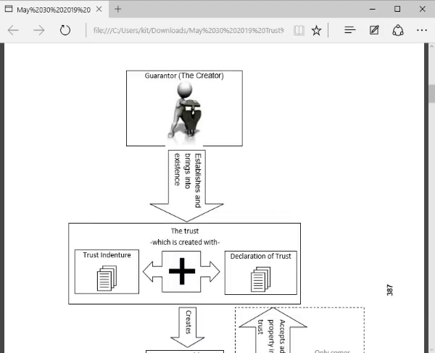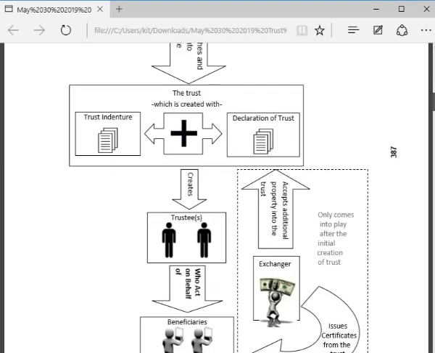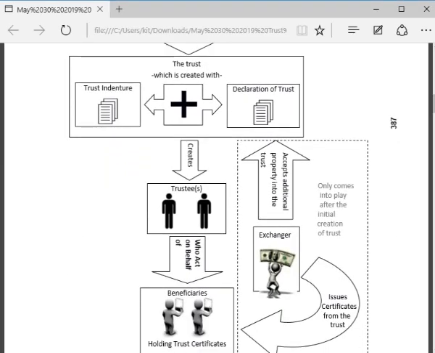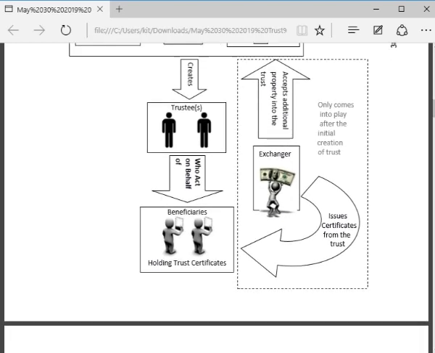Okay, up next is a basic graph that breaks everything down, so I'm just going to briefly go over this. Grantor, the creator, which is you, establishes and brings into existence the trust, which is created with trust indenture and declaration of trust, both of which go hand in hand. Creates trustees who act on behalf of beneficiaries holding trust certificates.